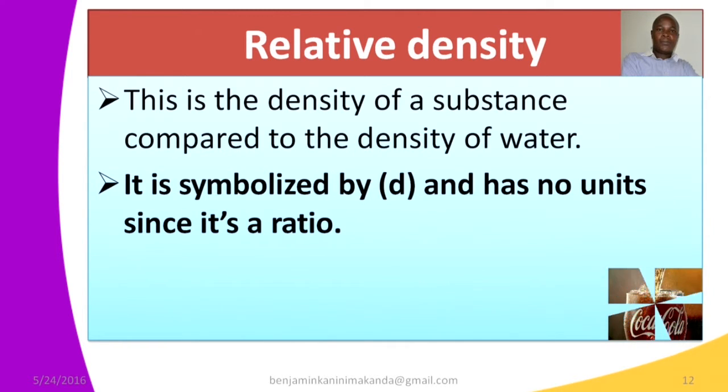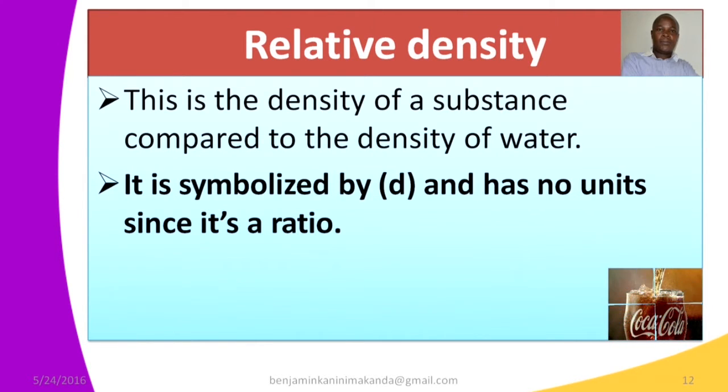So you realize the grams per centimeter cubed for mercury and the grams per centimeter cubed for water cancel out and we end up having no units. And that's why we are saying the relative density does not have units, because it is a ratio. It's a ratio of the density of a given substance to the density of a given volume of water.